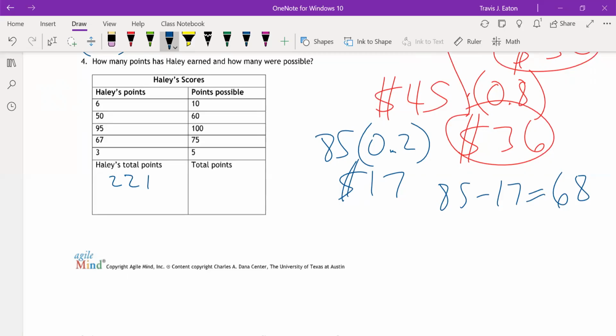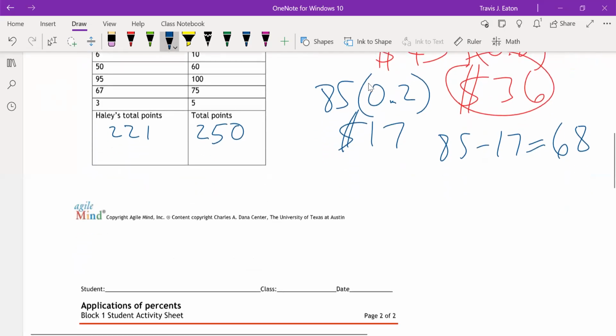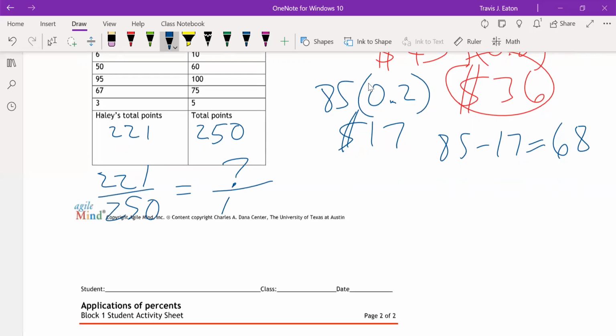Now, how many points possible were there? If you add up the 10 and the 60 and the 100 and the 75 and the 5, how many points possible is that? Well, that's 250. Now, of course, your grades are based on, especially in middle school, your grades are based on percentages. So Haley's total points is 221. The total points possible was 250. Now, we could set this up as a proportion and ask, what is her percent out of 100?